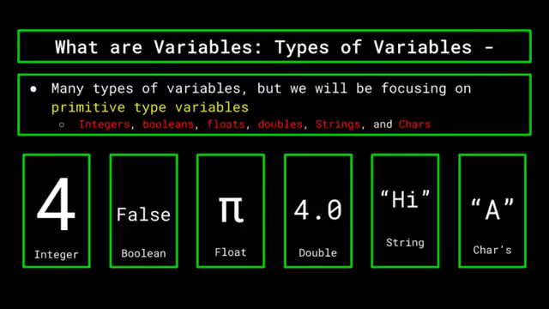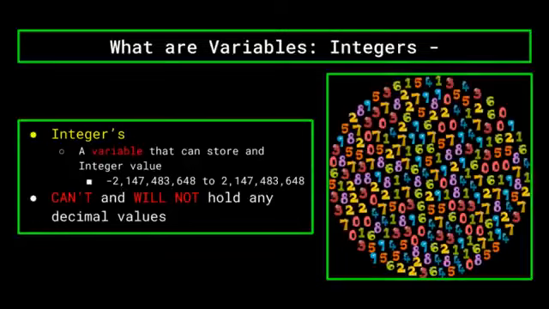We'll start off by talking about an integer. An integer, or int for short, is as simple as it sounds, a variable that can store an integer value. This includes all whole numbers from -2,147,483,648 to 2,147,483,648. Notice how I said whole numbers. Integer values can not and will not hold any decimal values, so keep that in mind when using variables.